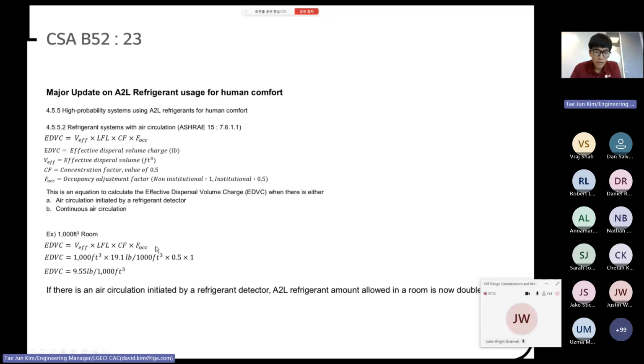Having said that, R32 has a 4.8 RCL, but if I have continuous air circulation or air circulation initiated by the refrigerant detector, that has been doubled to 9.55 pounds for 1,000 cubic feet. And that is why many of the VRF manufacturers will have the refrigerant detector built in and will initiate the air circulation to double the effective dispersion volume charge.